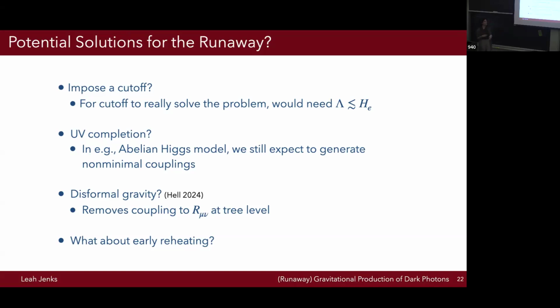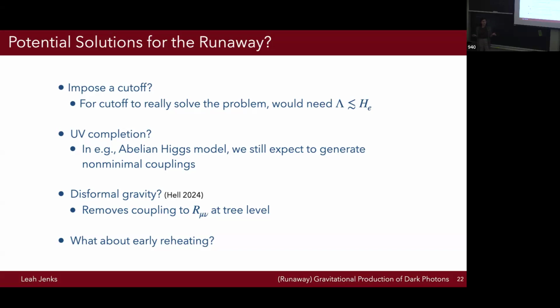Again, as was mentioned, you could think about a UV completion. Perhaps this is just an artifact of the EFT. But even in, for example, some abelian Higgs model that you might UV complete this into, we still expect to generate analogous couplings that would lead to this. It's been suggested as well that you could remove these couplings by doing a transformation of the metric, as was asked earlier, for example a disformal gravity. And so this removes this coupling to R_mu nu, which is really the problematic one at tree level, but you still expect this to be generated at higher order.